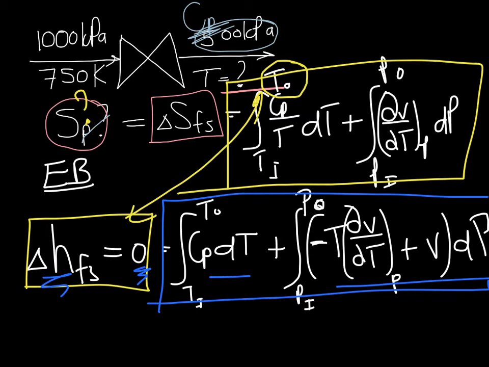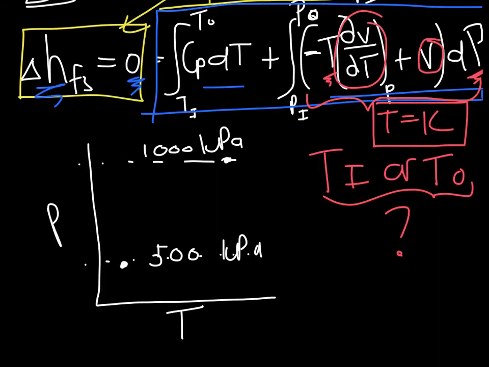The examiner was specifically interested to see whether you know which temperature to use in this equation and in the expression for the volume for this part of the change where the temperature is kept constant while we are changing the pressure. So the state of the gas is changed from its inlet temperature at 750 Kelvin to an unknown outlet temperature at 500 kilopascals.